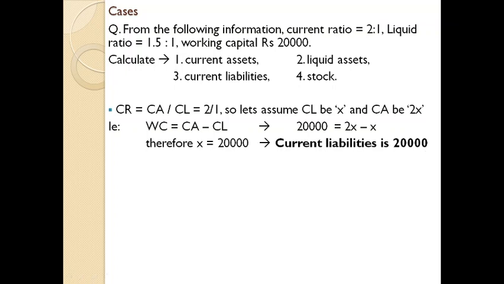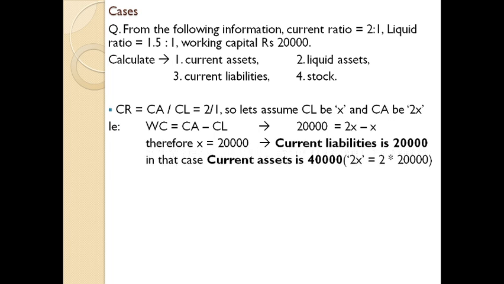Initially, we assumed that current liability be x and current assets is 2x. Now we have computed the value of x. Substitute the same in the 2x case, you will get the value of current assets, that is 40,000, since 2x equals 2 into 20,000. Now we have identified current assets and current liabilities.